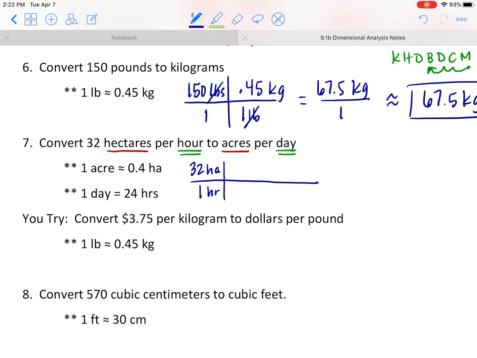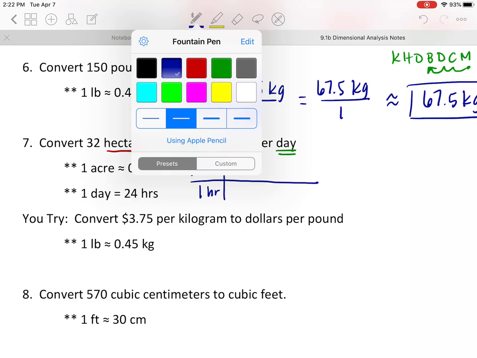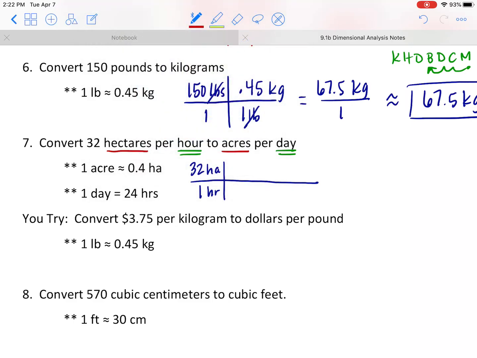So we're going to need 2 unit fractions here. Let me start with what it starts with, 32 hectares per hour. So 32 hectares, 1 hour. 32 hectares per hour, looks like that. And let's maybe make the red jump first, from hectares to acres. So 1 acre is about 0.4 of a hectare. So I'm going to put 0.4 hectares here and then 1 acre here. That way the hectares cancel.